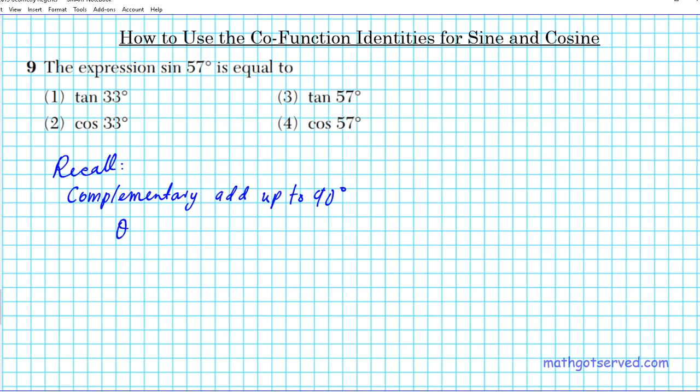So if you have one angle theta 1 and that angle is equal to 90 minus another angle, so theta 1 is equal to 90 minus theta 2, this automatically tells you that they are both complementary. If theta 1 equals 90 minus theta 2, then theta 1 and theta 2 are complementary.